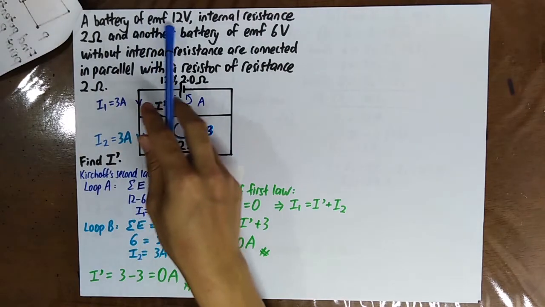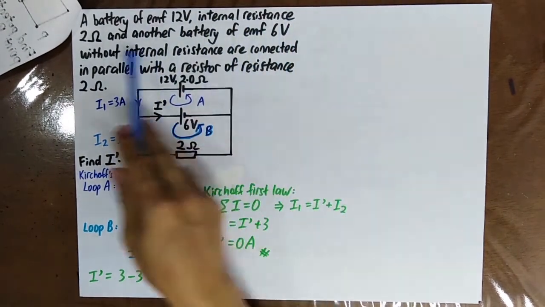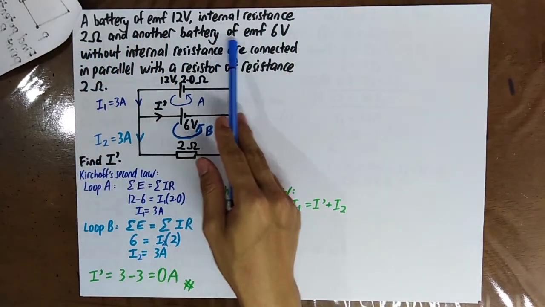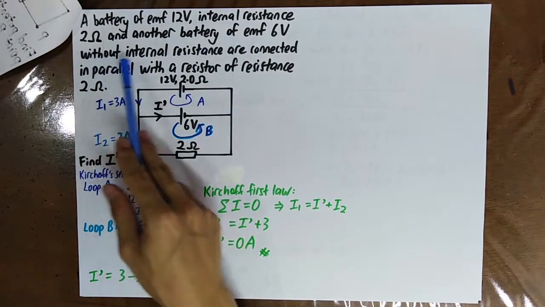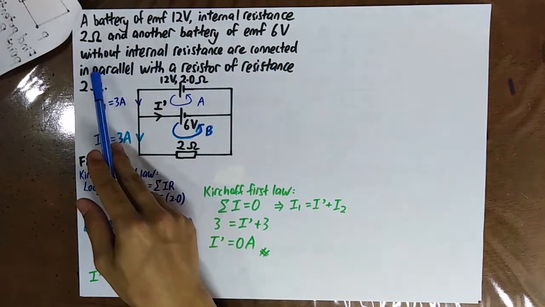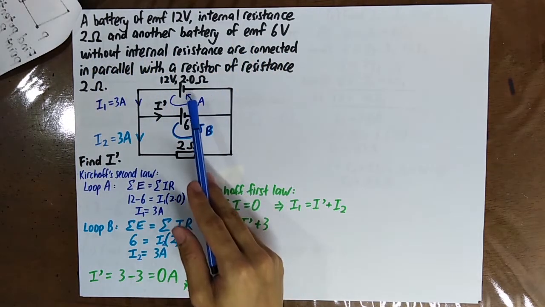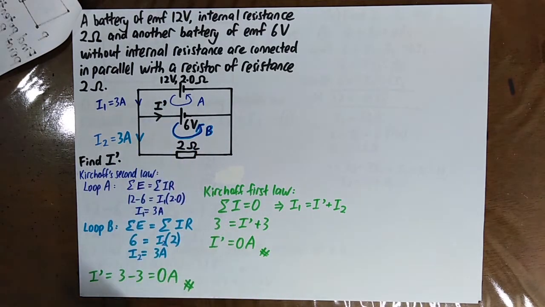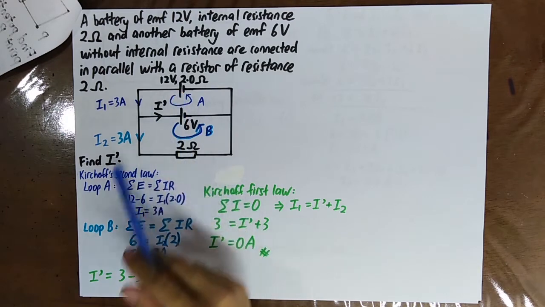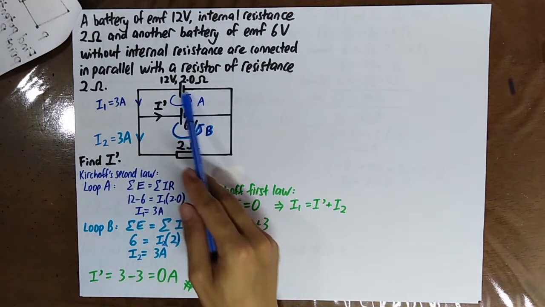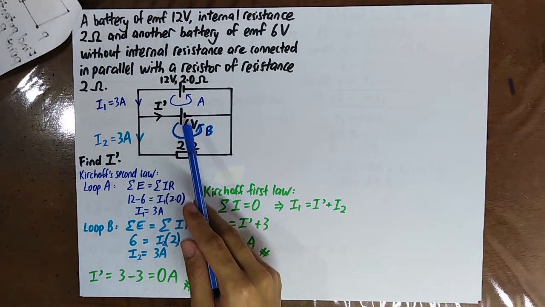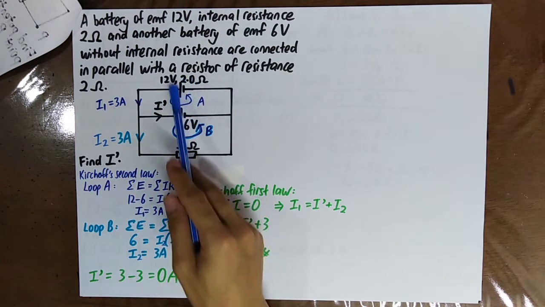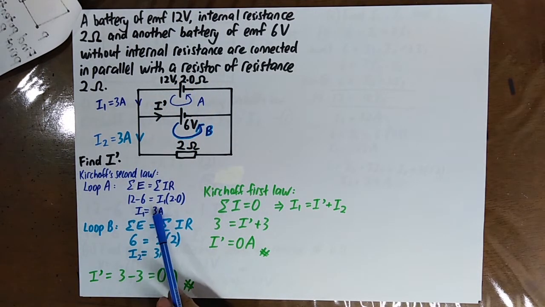A battery of EMF 12 volt, internal resistance 2 ohm, and another battery of EMF 6 volt without internal resistance are connected in parallel with a resistor of resistance 2 ohm. Find current I prime. By using Kirchhoff's second law in the loop A, you know that 12 minus 6 equal to I1 times 2. Therefore, I1 equal to 3 ampere.